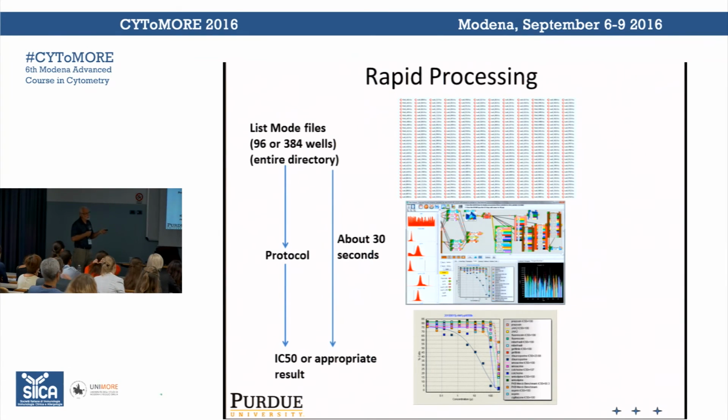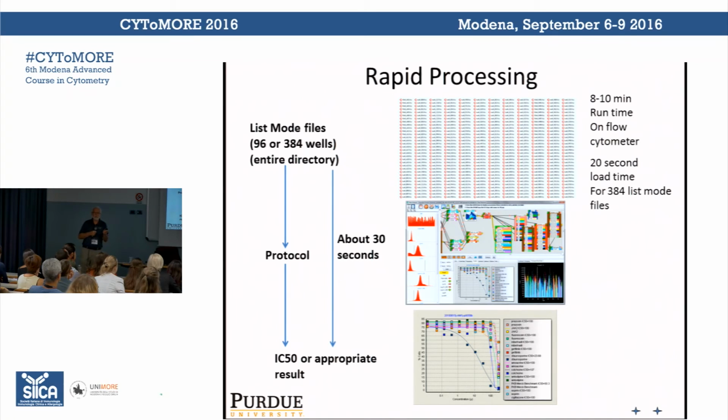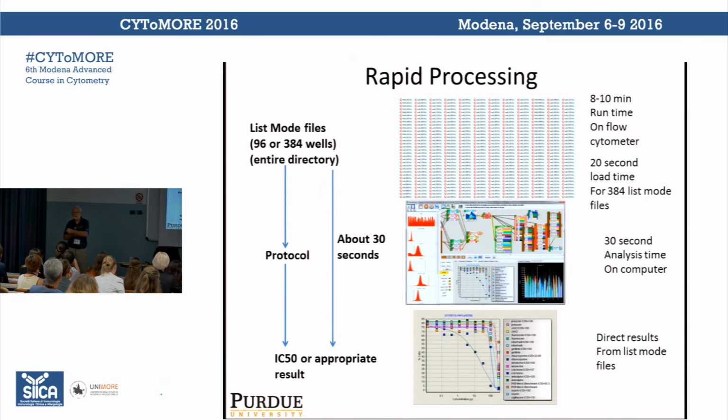In real time, it takes about 8 to 10 minutes to run this on the flow cytometer. It takes less than 20 seconds to load all 384 list mode files into the software, and less than 30 seconds to produce the curve. That's it. The goal is to get the results. The goal is not to agonize over the analytical process, because the results count. What are the IC50s for these drugs? That's what we wanted to know.